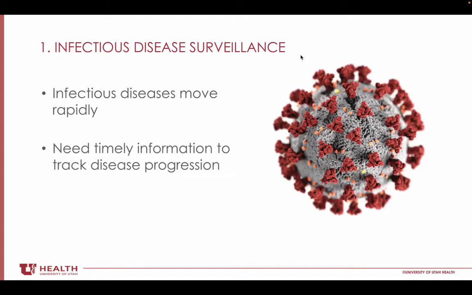So first, infectious disease surveillance. The last 3 years have been very eventful for the public health and clinical informatics community. A really consistent theme has been the need for timely and accessible surveillance data. With a new infectious disease moving quickly, we need to be able to track it in as close to real time as possible.